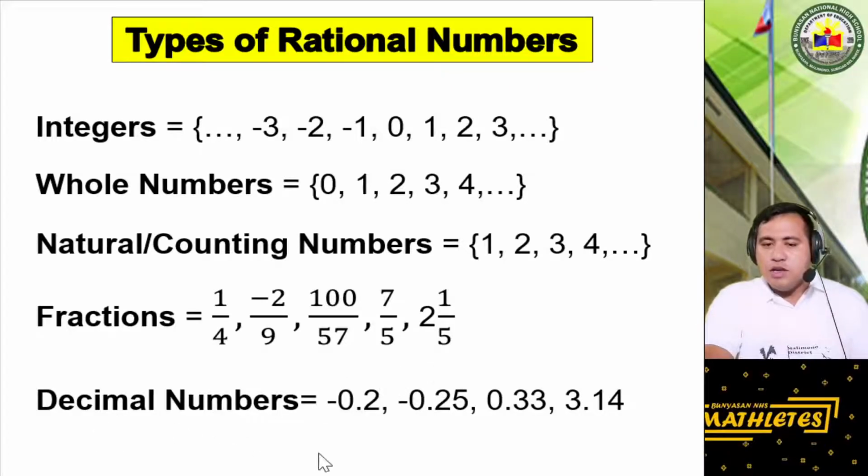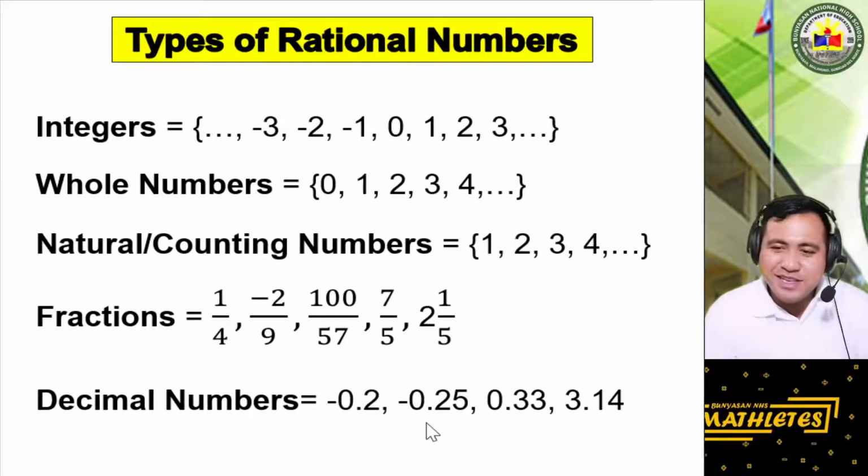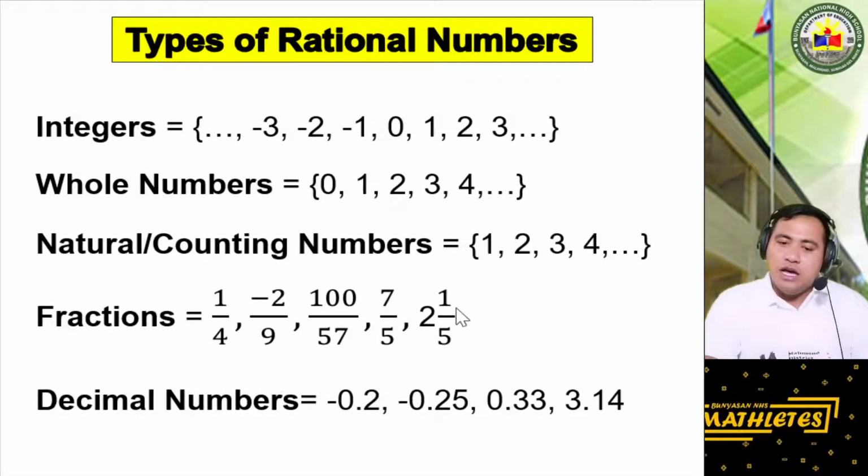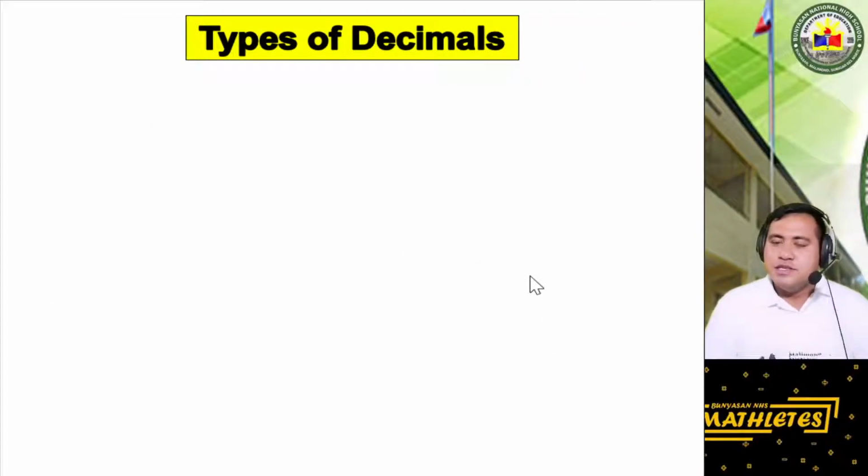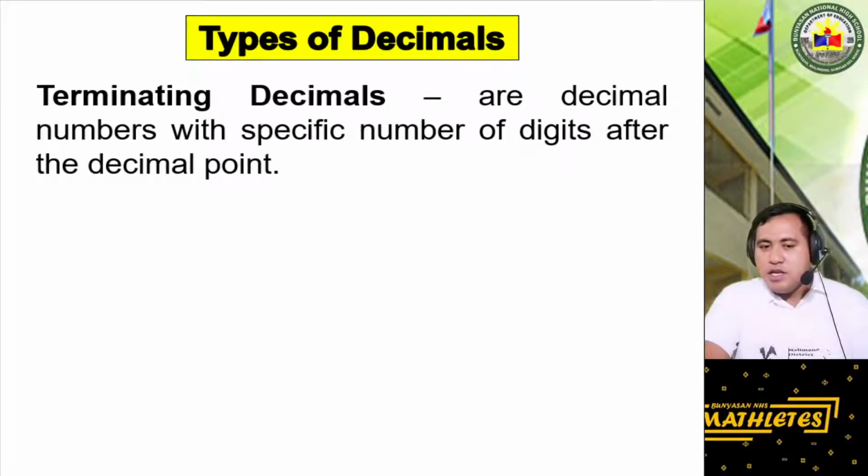Now, if you are going to read this number, it is read as negative 2 tenths. Commonly it is read as negative 0.2, but the correct reading is negative 2 tenths. Okay? So, types of decimals. We have the terminating decimals and the non-terminating decimals.